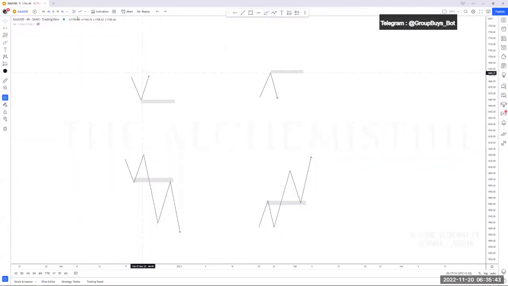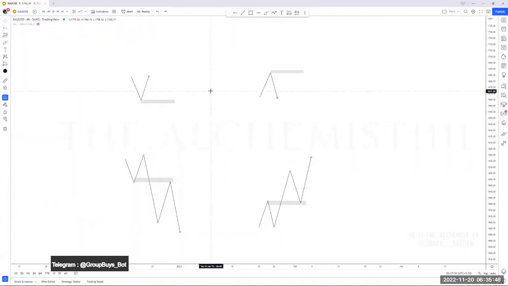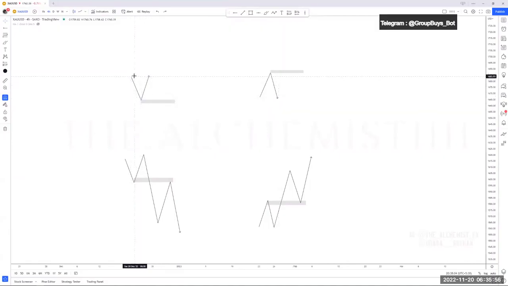And also, why are we using the line chart? Remember, we use the line chart because the line chart only prints the closing prices of candles. So what we're dealing with will be the closing prices of candles.